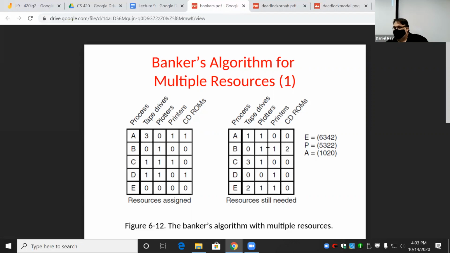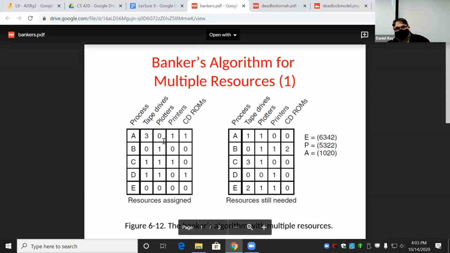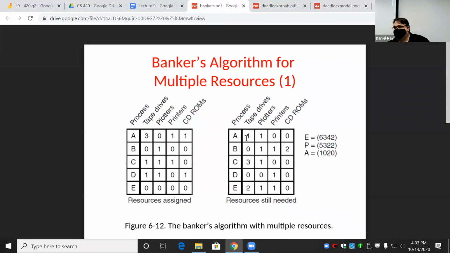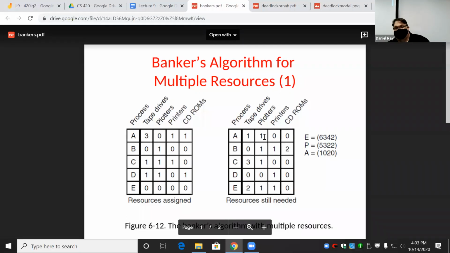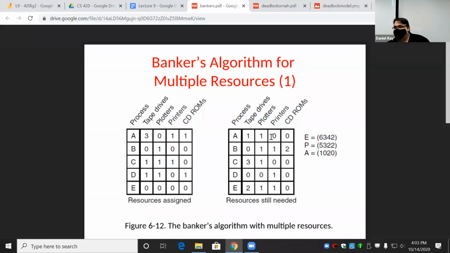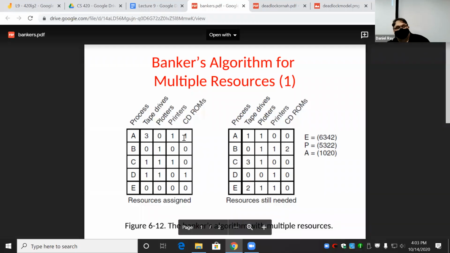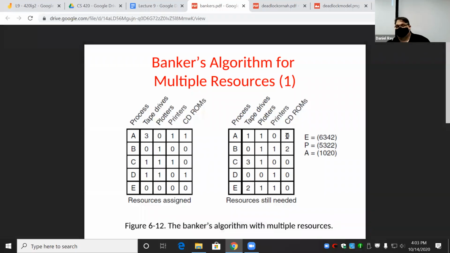Okay? So for each of these resources, the process has told us ahead of time what their maximum claim is. And we know that the maximum claim of A on tape drives is 4. They currently have 3. They might need 1 more. Okay? And we know that on plotters, it's 1. They currently have 0. They might need 1 more. They currently have 1 printer. That's the maximum claim they have on printers. And they currently have 1 CD-ROM. That's the maximum claim on CD-ROMs.